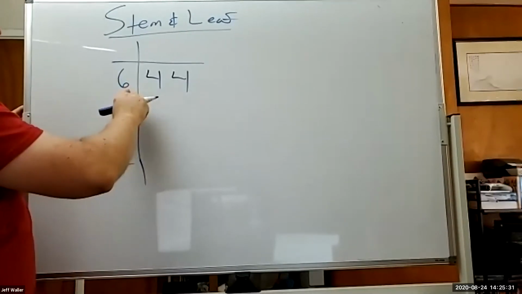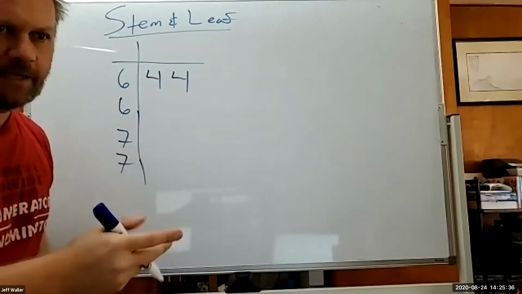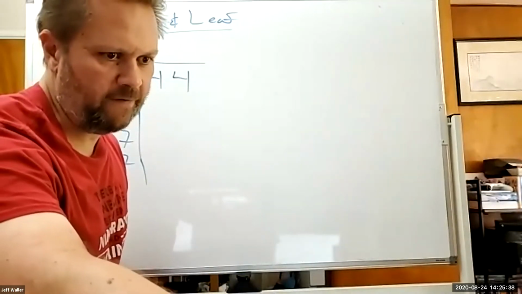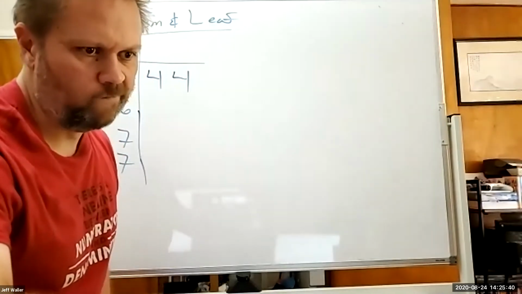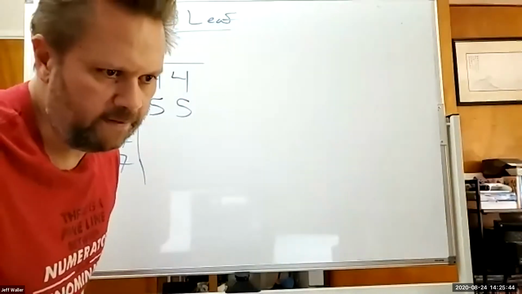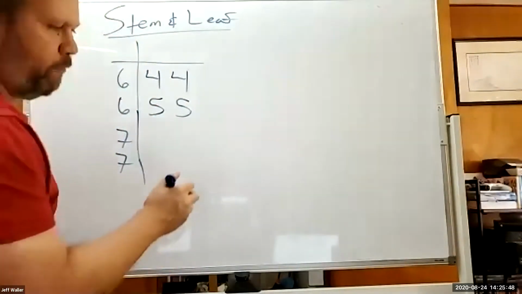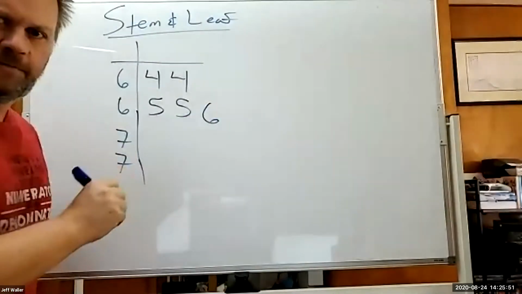So this will be 60 to 64. This will be 65 to 69. So now I can keep going. How many 65s do I have? 2. 2 65s. 66s. Yes. Looks like I got 1 66. Are you guys all with me?